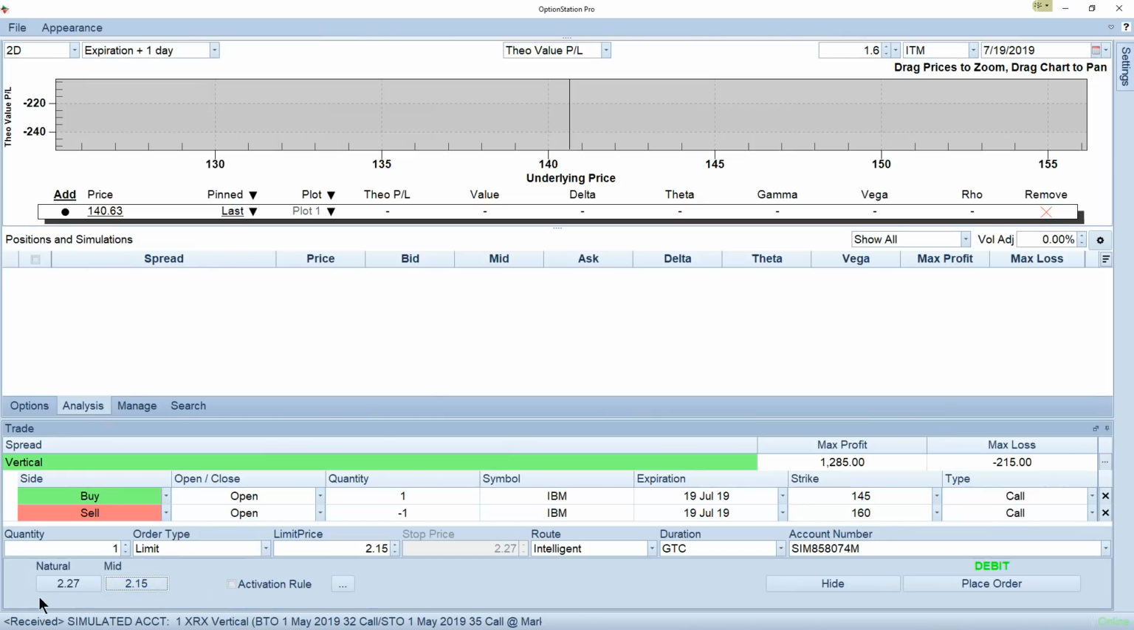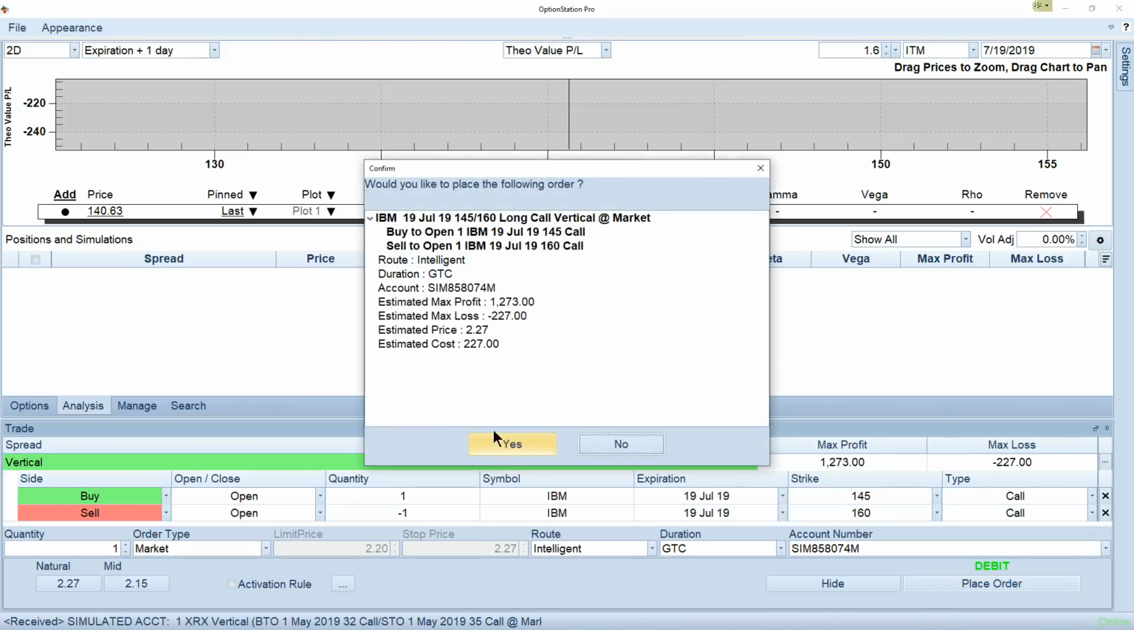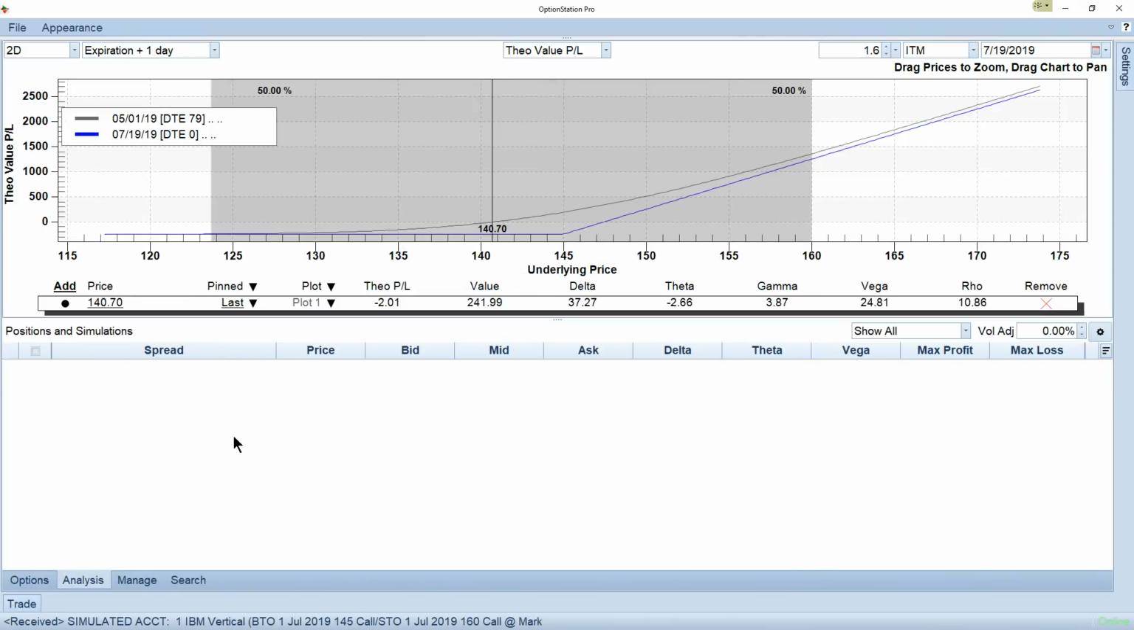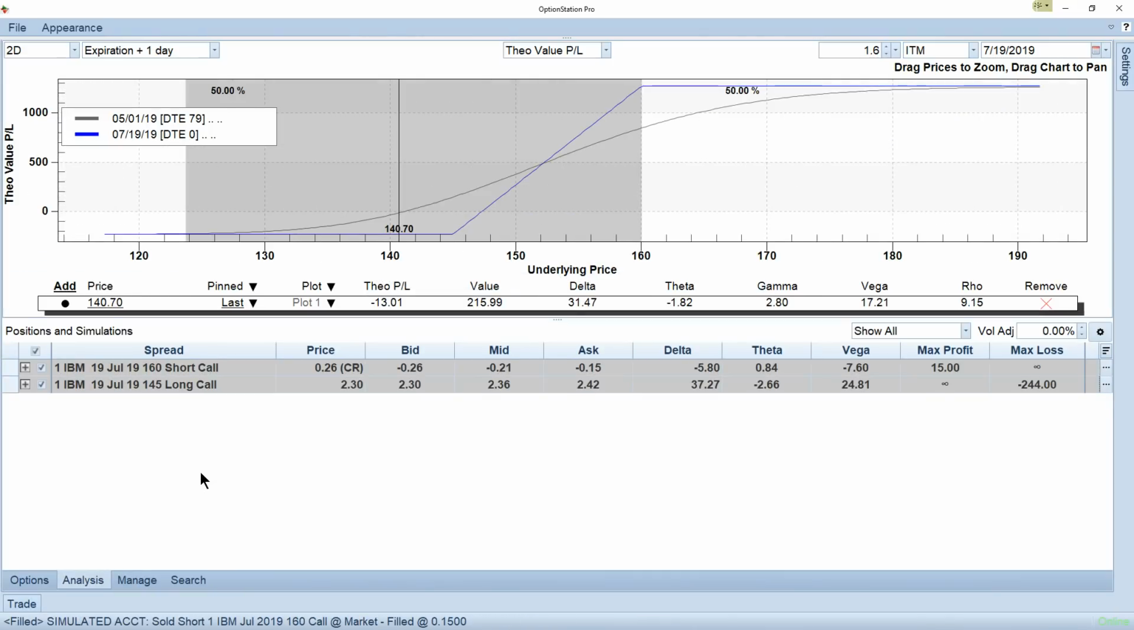Maybe the natural price is 227, the mid price is 215. So maybe you go for 220 or something like that, and you get filled at a good price. In my case, just to get executed immediately with no waiting time, so I can do the management of this trade too, I'm just going to go market. So market, place order, yes, 1, 2, 3. I just got filled on the trade, so I am in, right?